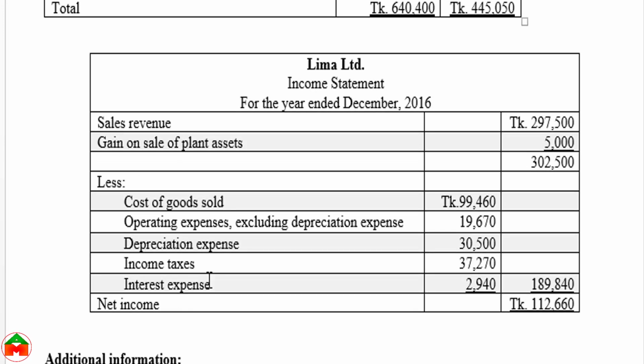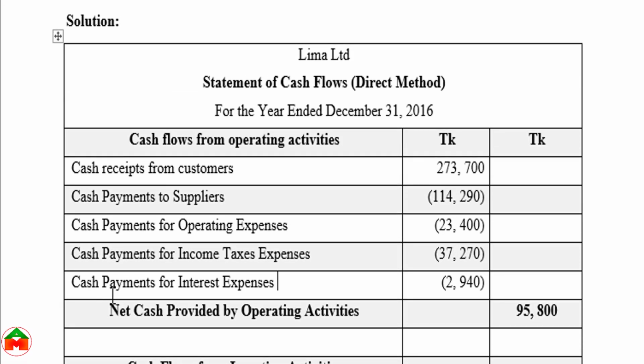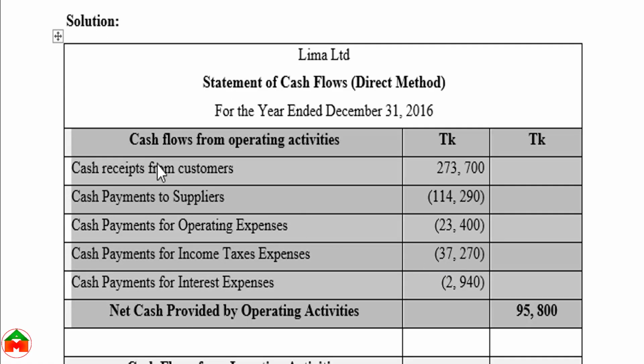So this interest expense amount should be directly written in the main cash flow statement. Here we can see we have written cash payments for interest expense directly here, 2,940. There was no adjustment because there was no prepaid or accrued expense regarding interest expense, so we have written it directly here. Now we are going to calculate cash flows from operating activities.